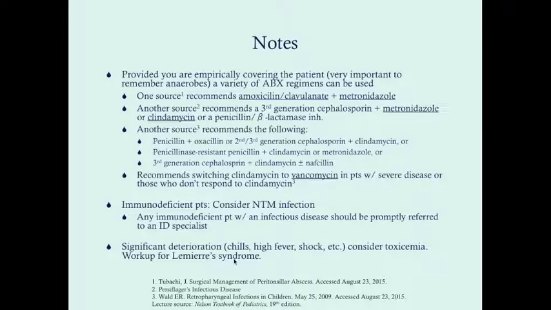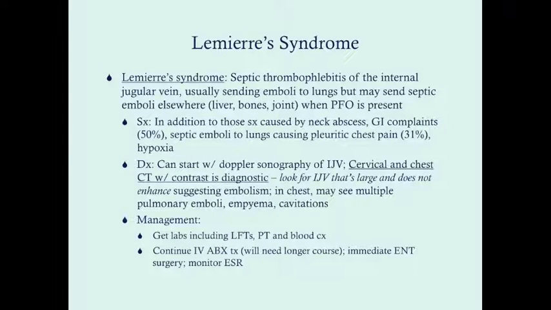And if there's significant deterioration, and by this I mean things that look like toxemia, such as chills, high fever, shock, that comes suddenly, you should work up for Lemierre syndrome because this can be a compromise of the veins here. Okay, so what is Lemierre syndrome?